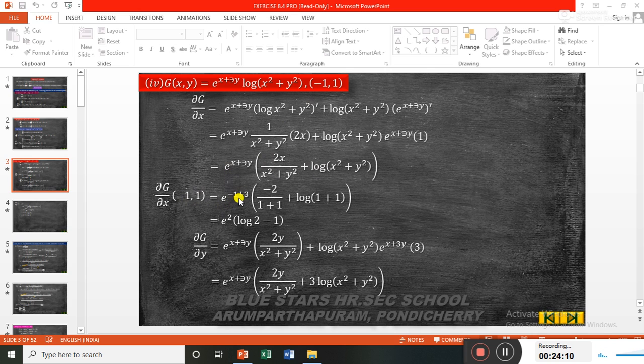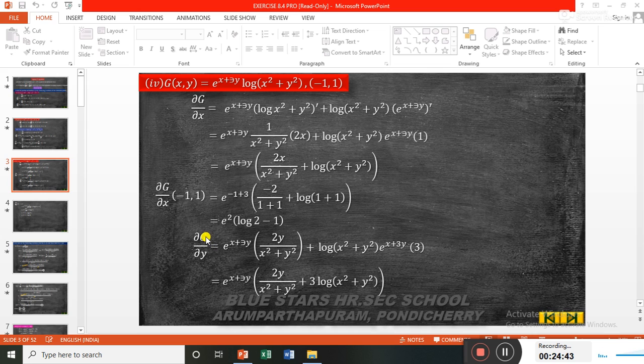So e power minus 1 plus 3, here 3y. So I substitute y equal to 1 and x equal to minus 1. So e power minus 1 plus 3, into 2 into x value minus 1, by x square, minus 1 whole square is plus 1, y square is 1, plus log of 1 plus 1. So the next step, e power 2 into, minus 2 by 2 is minus 1. Therefore, log 2 minus 1. So this is dou g by dou x at the point minus 1 comma 1.